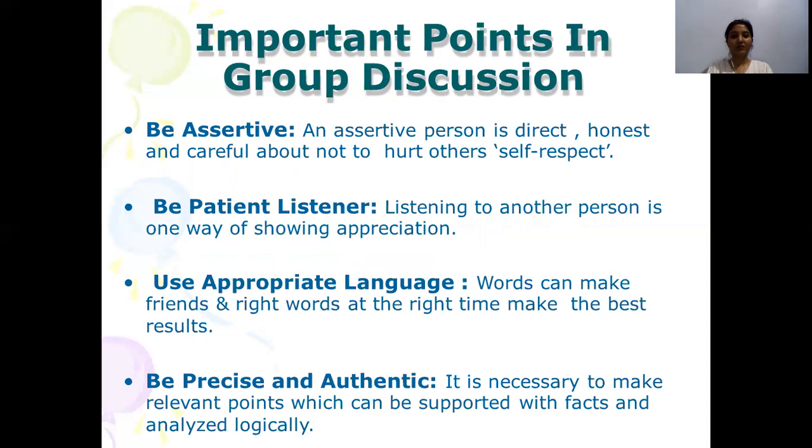We have discussed the do's and don'ts. Now there are some important points that we should be careful about. One is be assertive. What does it mean? Assertive is being direct, honest, and careful not to hurt or disrespect somebody, but you should portray your points so that you are confident, you know what you are saying, and you have a firm conviction about that.